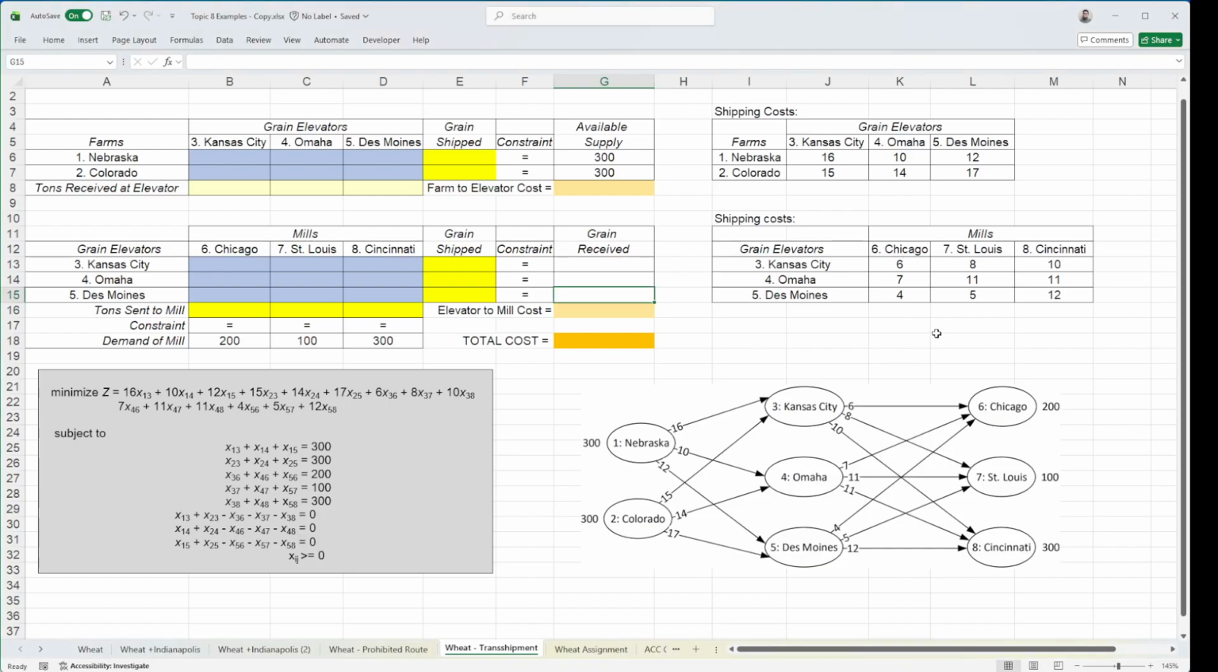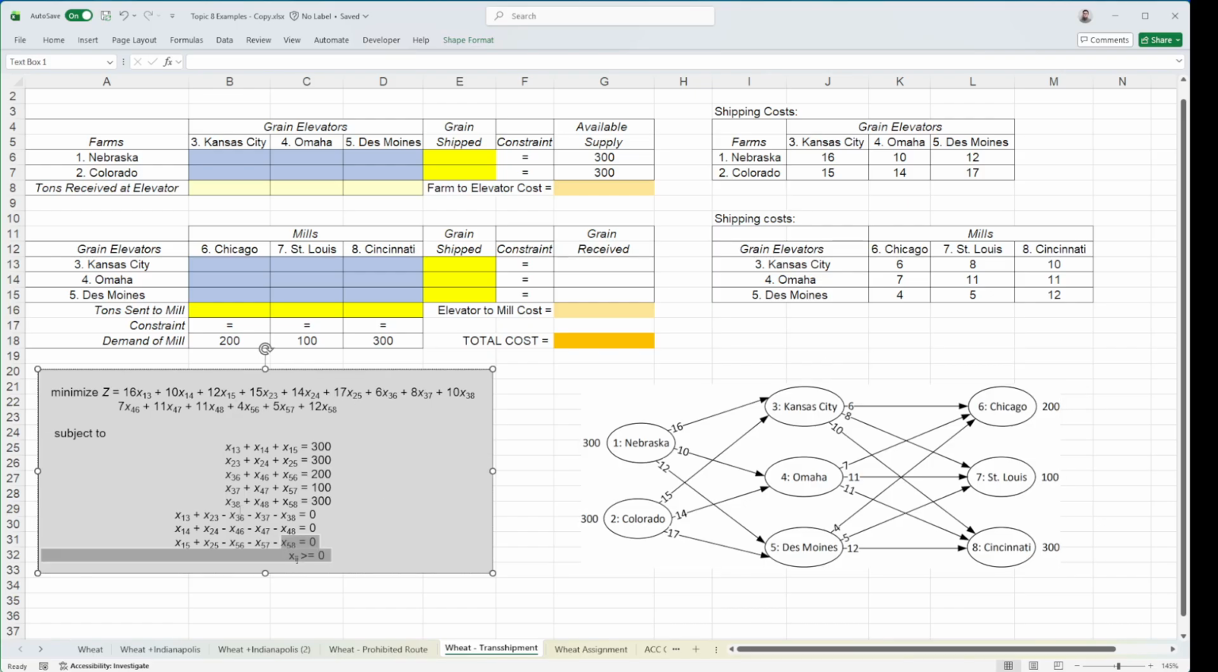In this video, we'll discuss the Excel solution for the transshipment problem. So here on the bottom right, we have the network. We have two suppliers, node 1 Nebraska, node 2 Colorado, three intermediate transshipment nodes, node 3 Kansas City, node 4 Omaha, node 5 Des Moines. And at the very right, we have three customers, node 6 Chicago, node 7 St. Louis, and node 8 Cincinnati.